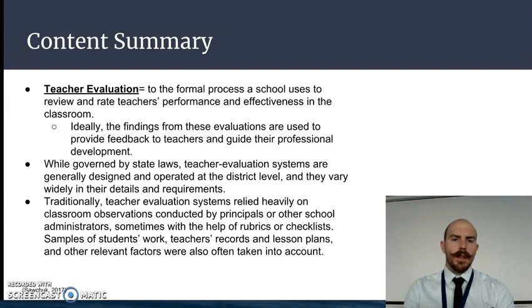In the past, teacher evaluations might be governed by state laws. However, these tend to be operated at the district level or within schools. Traditionally, teacher evaluations relied heavily on things like observations, rubrics, and checklists, even things like samples of student work and lesson plans that the teacher might offer. But today, things are changing.